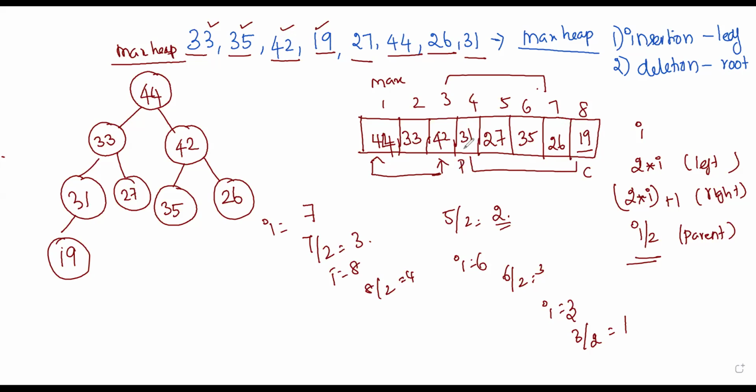31 will be there, and now the parent came here. Now this is the child of what node? So i is equal to 4 now. For 31, we are checking with its parent. 4 by 2 gives you 2, so this is the child of node 2. So 33 and 31 are compared. They are in the normal position, so don't swap.